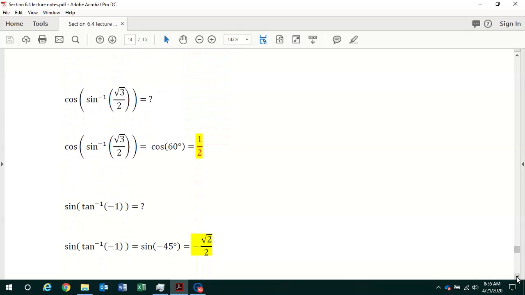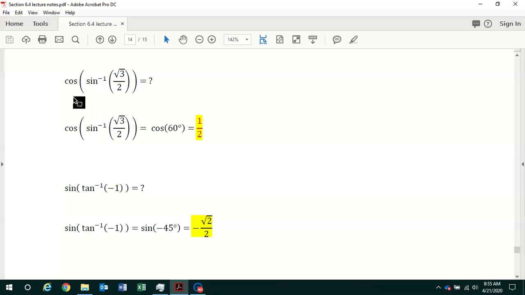In the next example, we have to evaluate the composite, the cosine of the inverse sine of square root of 3 over 2. Well, from page 3 of your notes, the inverse sine of square root of 3 over 2 is equal to 60 degrees, and the cosine of 60 degrees is equal to 1/2. So this composite up here is equal to 1/2.